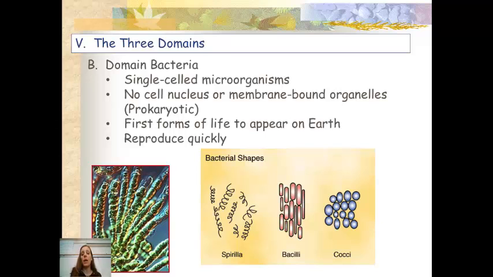They come in three different shapes: spirilla, bacilli, and cocci. And the different shape actually determines the different type of disease that can be caused by the bacteria. Not all bacteria cause disease, but some do.